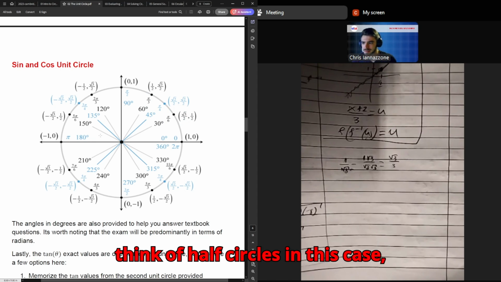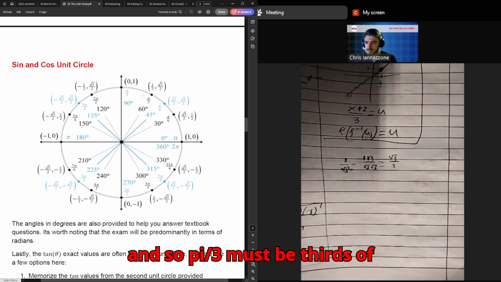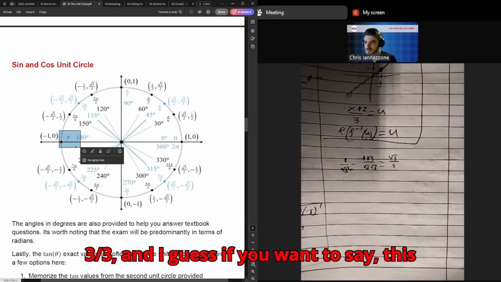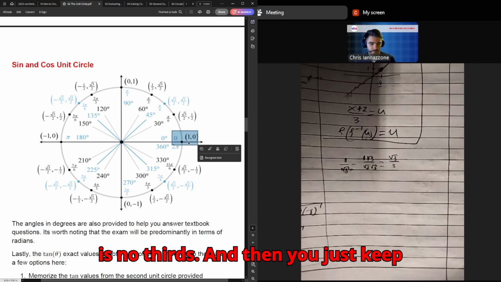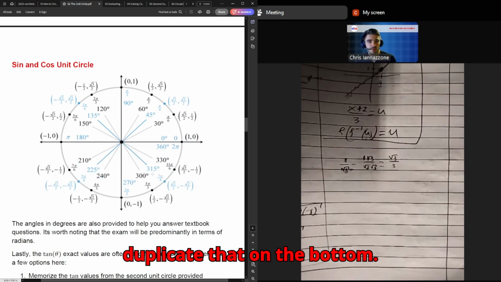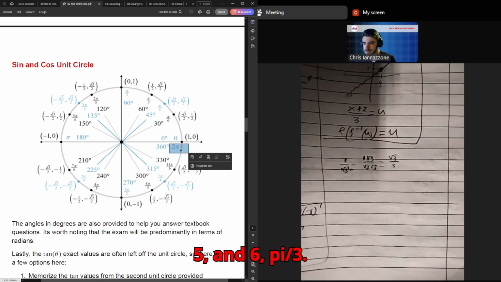It's usually easiest to think of half circles in this case, because pi is your half circle, and so pi over 3 must be thirds of that. So 1/3, 2/3, 3/3, and I guess if you want to say this is no thirds. And then you just keep that pattern going. And you just duplicate that on the bottom. So you've got pi over 3, 2, 3, 4, 5, and 6 pi over 3.